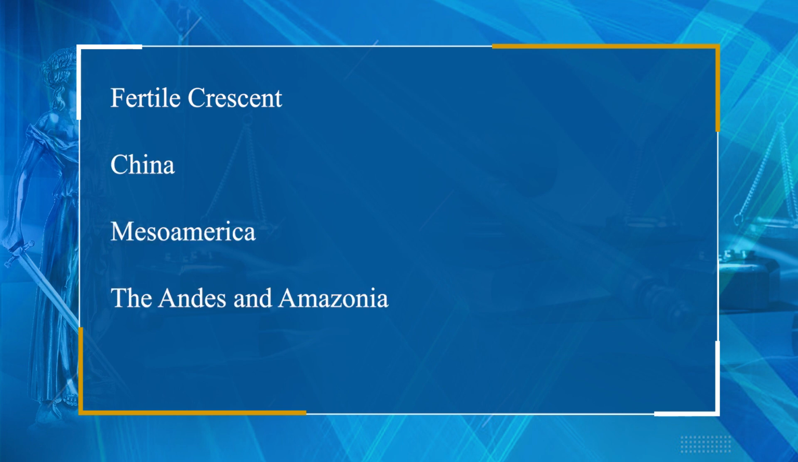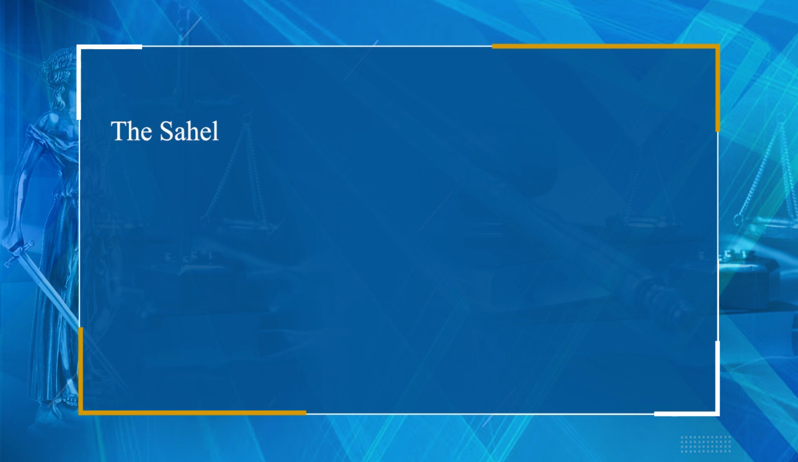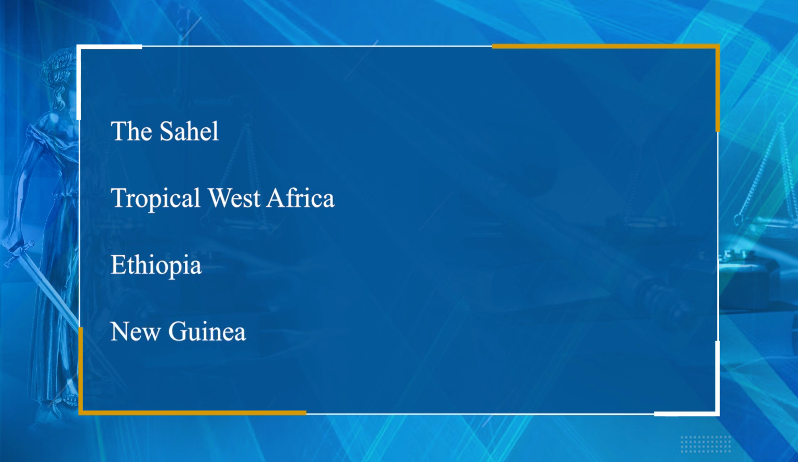This occurrence took place in a maximum of 9 regions around the globe, including the Fertile Crescent, China, Mesoamerica, the Andes and Amazonia, the eastern United States, the Sahel, tropical West Africa, Ethiopia, and New Guinea. As farmers moved to other areas of the world, only a few of the domesticated species that originated in these few homelands of agriculture were gradually dispersed over the rest of the world.